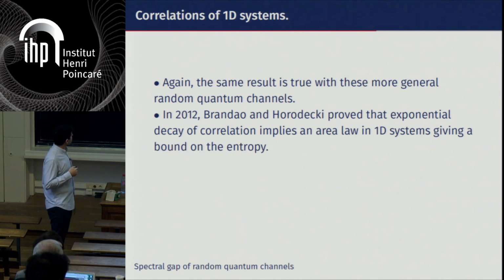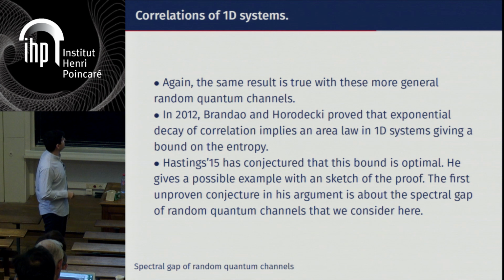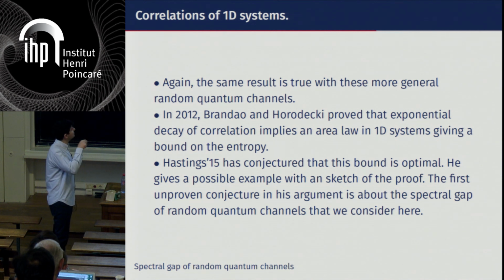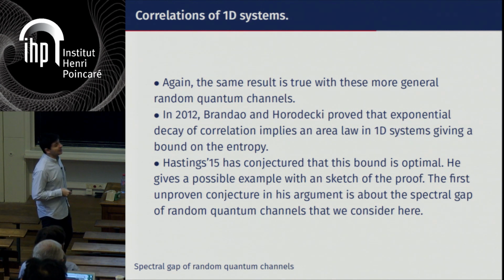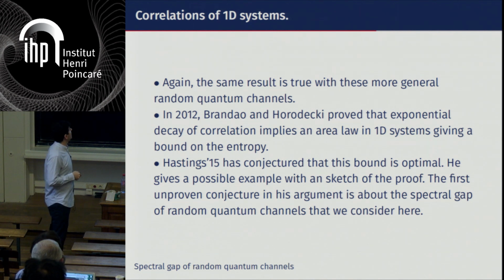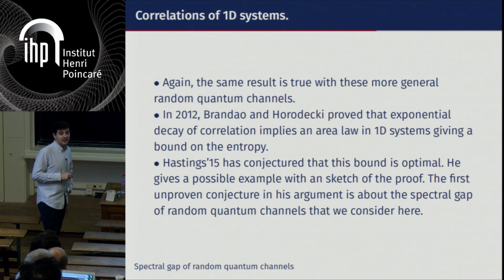So Hastings, this is the paper I mentioned before, has conjectured that this bound is optimal. That meaning that the bound on the entropy that they describe in terms of the correlation length is sharp. So for that, he proposed an example, well, it's not an example, it's a proposal, because it's not yet proven to be an example of the sharpness, and a sketch of how the proof would go to prove that this is sharp. So in particular, he proved some bound on the entropy of these one-dimensional systems, and what is left to prove is how the correlations of these one-dimensional systems decay.